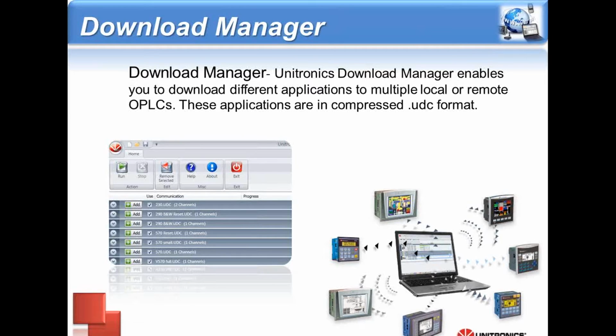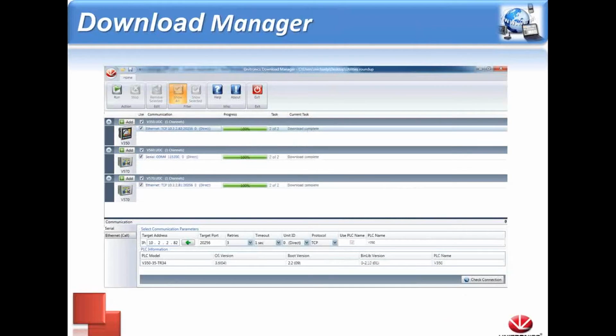We also have the utility Uni Download Manager. The Unitronics Download Manager enables you to download different applications to multiple local or remote PLCs. These applications are in the same compressed UDC format, the same file type that we've been working with the process to generate for Uni Downloader. However, you can download to multiple controllers simultaneously using the same file types within the software. This is a great piece of software for OEMs.